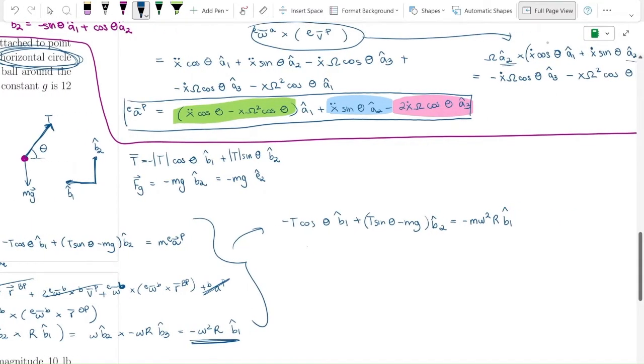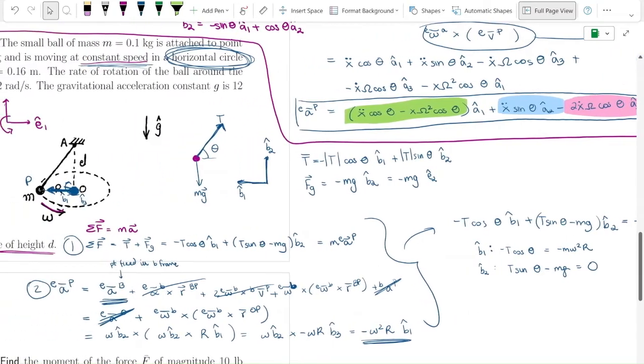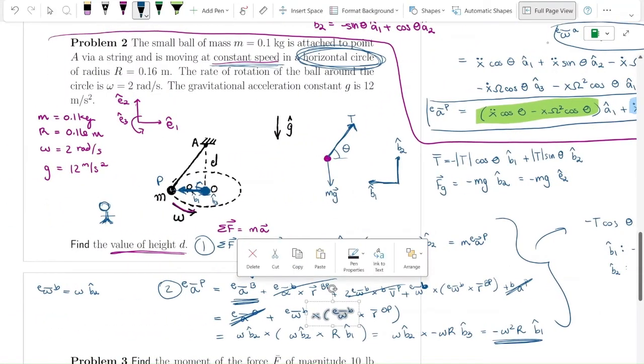And then if I look at the components in each of their respective directions, I have that negative T cosine theta equals negative m omega squared r. And then in the B2 hat direction, I have T sine theta minus mg equals 0. And then you're like, okay, this is all pretty useless so far, it seems. But then it's asking for the height d.